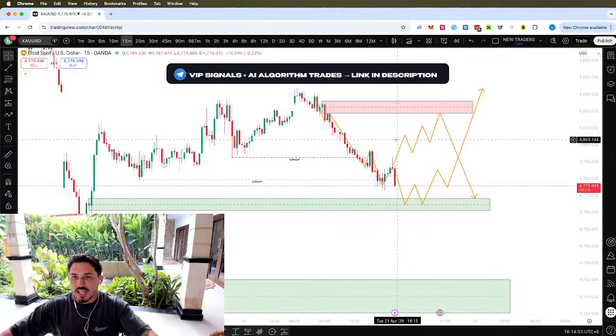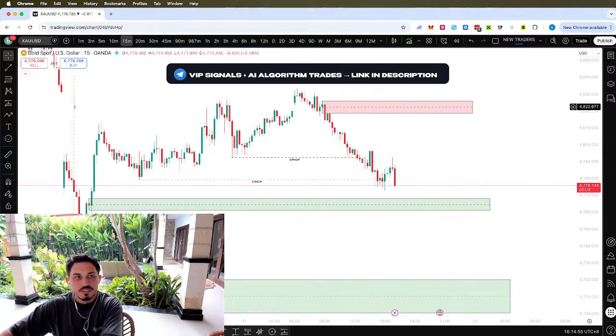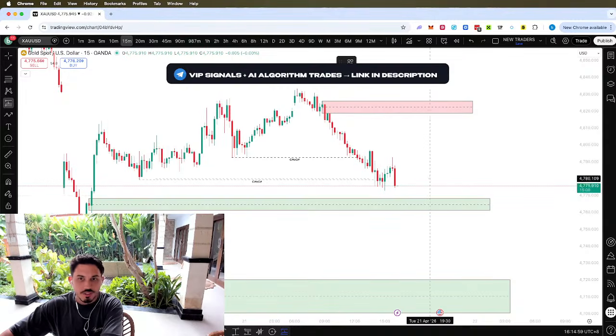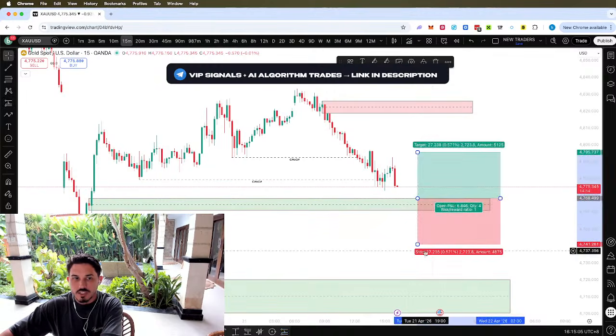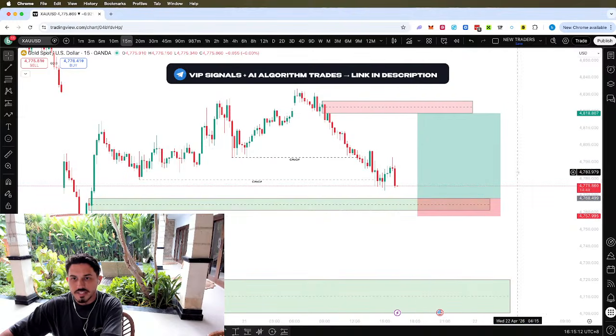So this is the play that I'm looking for. Just going to remove these two arrows at the moment. If price starts to respect, and if we start to get something good over here, I need to see a respect bounce off this level, and we can start to take a buy off this and target this high. This will be great.